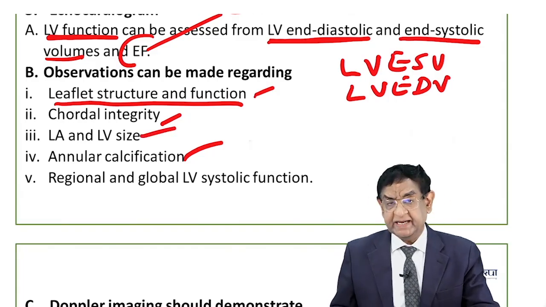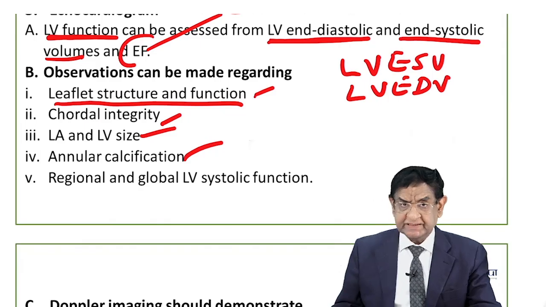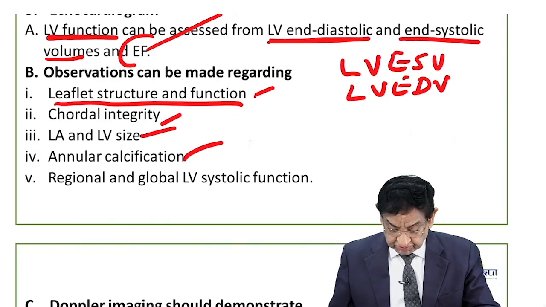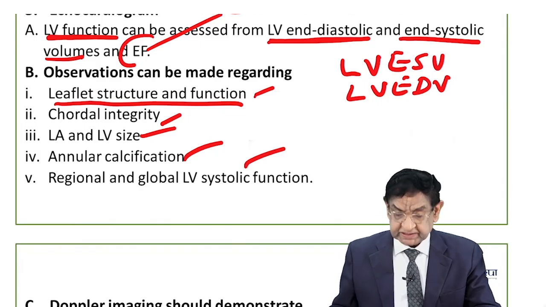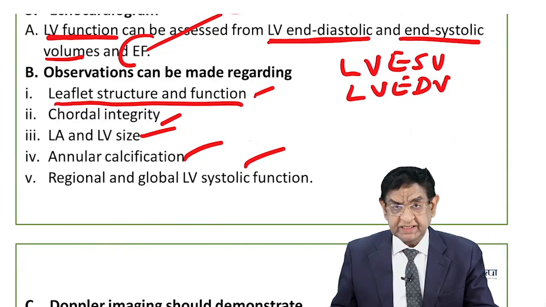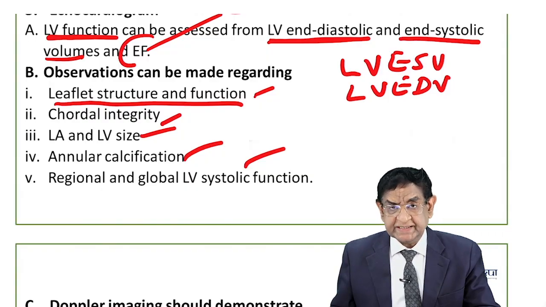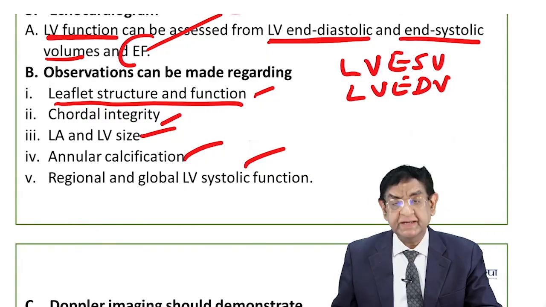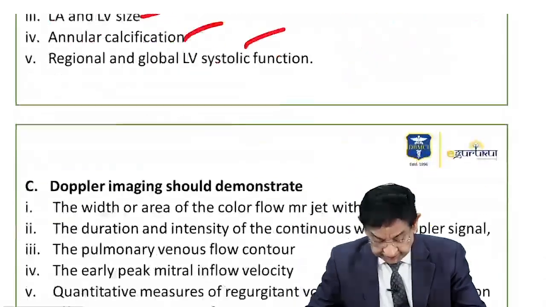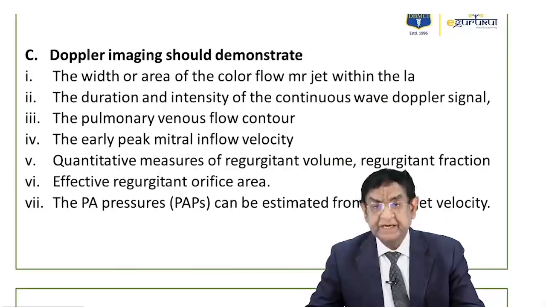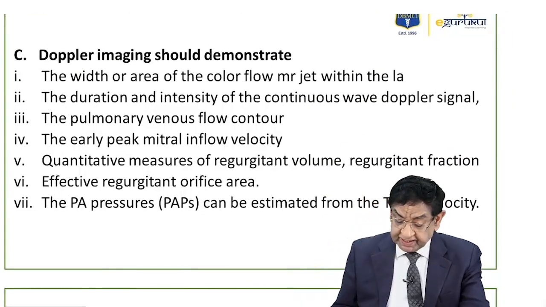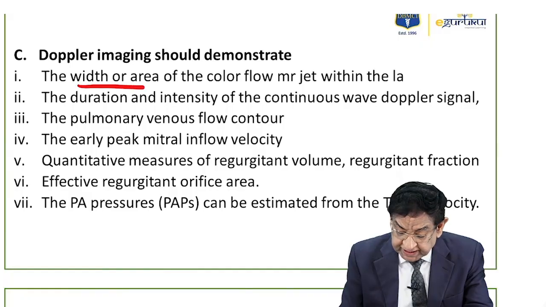LA size and LV size, we can see, not only the pressure, we can see the size also. And how much is the systolic function, we can see whether there is hypokinesia, etc. We can see all by echocardiography. Doppler study, we can know the width of the area of the color flow.